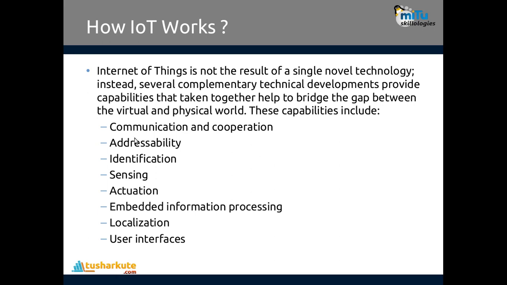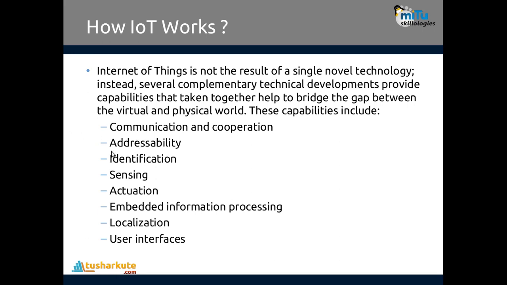Communication and cooperation. This is the brain, the heart of the IoT device. Without communication among the things, IoT does not exist. Communication is compulsory, and there are multiple ways. In the previous slide I showed that we can use NFC communication, RFID communication, any Wi-Fi communication device, or a Bluetooth device. Any one of these can be used. Cooperation means I'll send data to other things, that thing will send data to me, and then we'll decide what action to take.